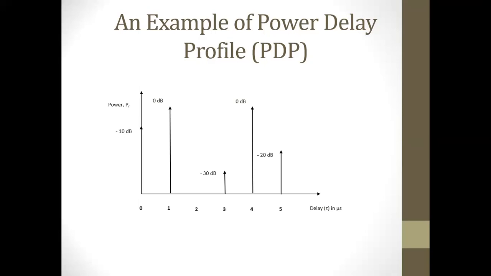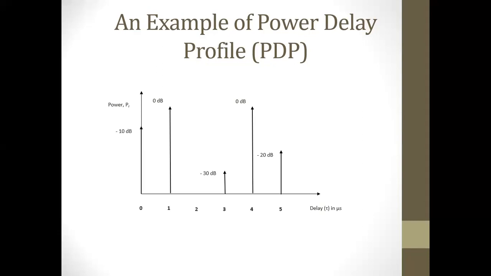So different versions. But it's very important how much power content you have for these different versions, because that will affect the resultant. If it is very low power content, then you can even ignore it. So the power levels are important, and how much delay they have. That's how you can characterize the whole multipath environment.